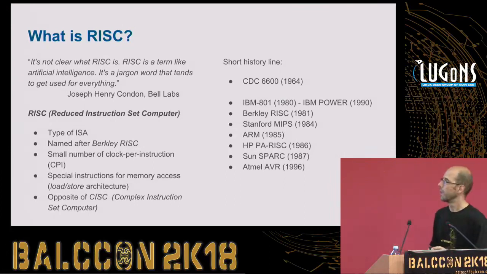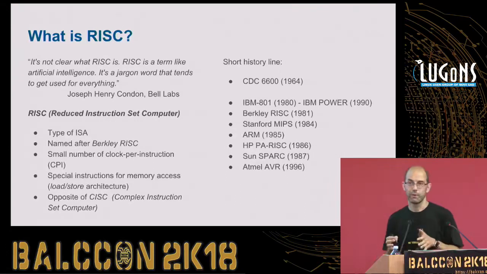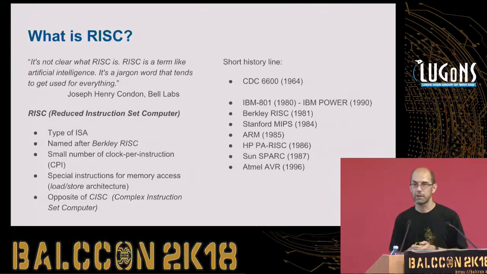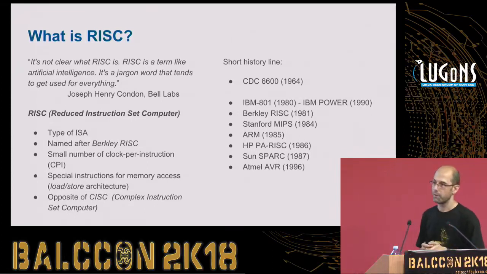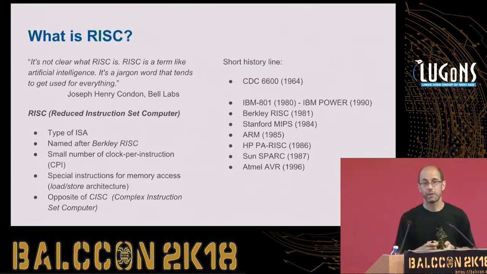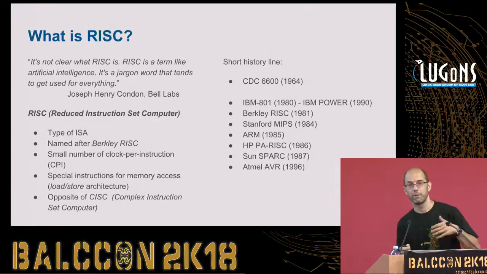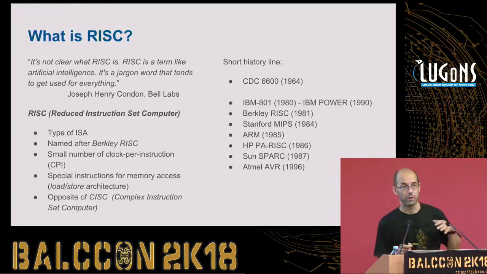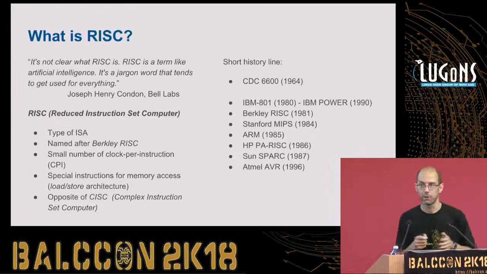So what is RISC? It's a type of instruction set architecture, and it's named after Berkeley RISC because Berkeley RISC was the first public specification of such a processor, which was published publicly. Typically, RISC has a small number of clocks per instruction, and it has special instructions for load and store for memory. It's called load and store architecture.